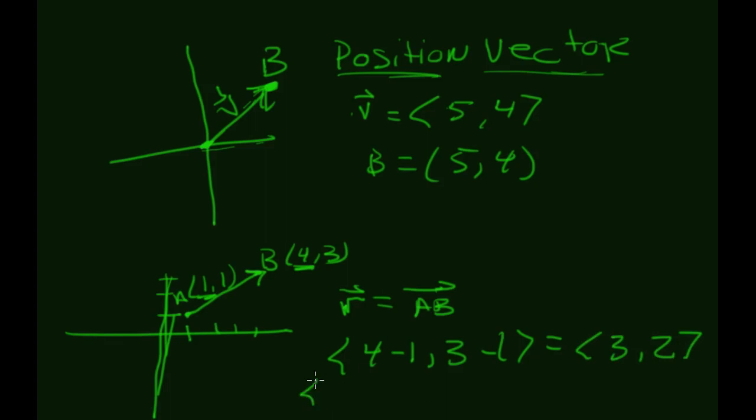Okay, so how do we get a displacement vector? It's like x sub 2 minus x sub 1 is the x-coordinate, y sub 2 minus y sub 1 is the y-coordinate. Okay, so that seems to make sense.